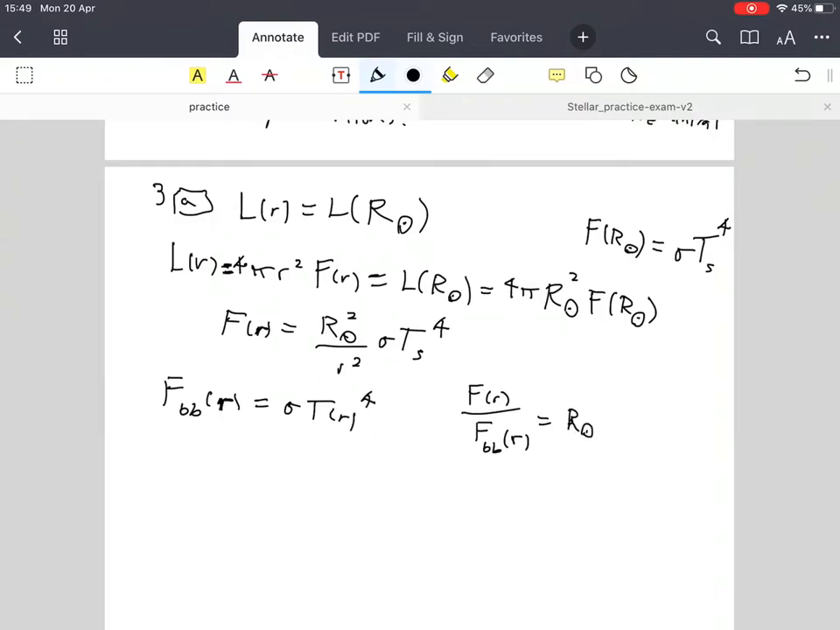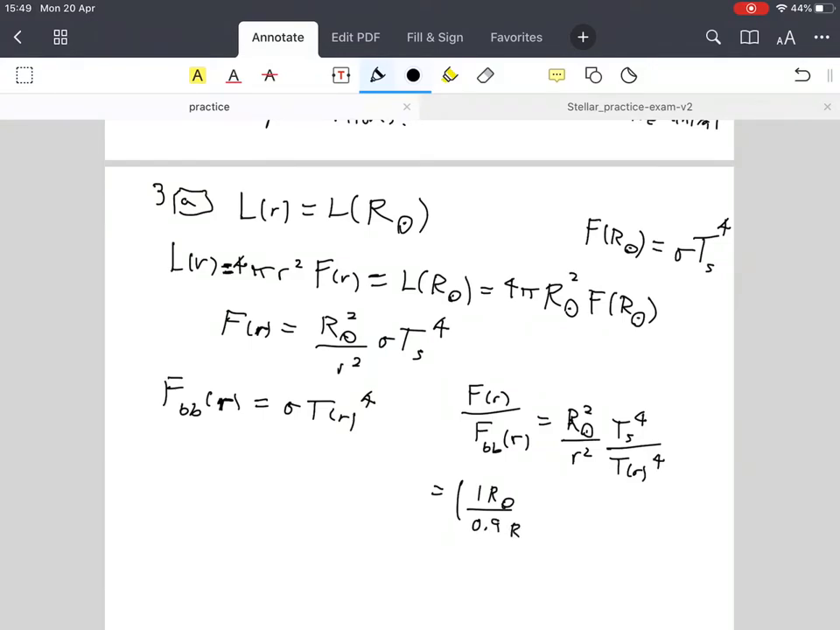And we just substitute in here that we had the surface radius squared over R squared. And now this is a ratio of temperatures as well, where we have Ts to the fourth over the temperature at position R to the fourth power. And we can now plug in those values.